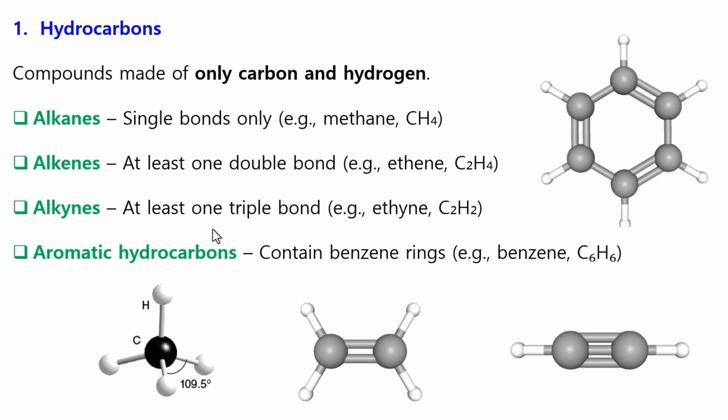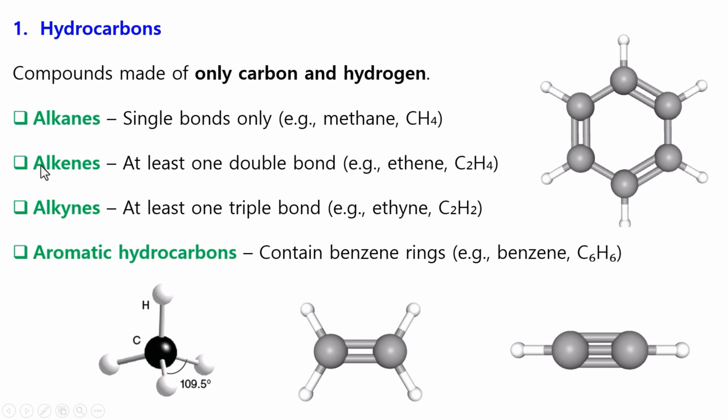Now we will see different kinds of organic molecules. First one is hydrocarbons, compounds made of only carbon and hydrogen. There is no other atom like oxygen, nitrogen, sulfur or halogens. First one is alkanes, single bonds only. Example is the methane molecule. This is the carbon, and these are 4 hydrogens attached to the carbon. So this is the methane molecule. This is an alkane. There is no double bond or triple bond. It's a small, simple molecule.